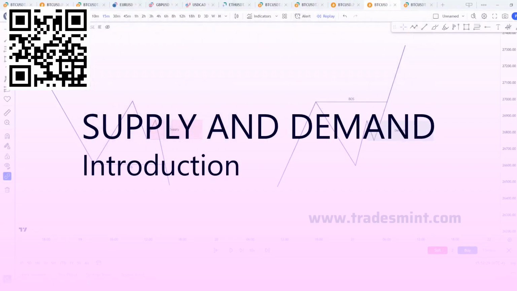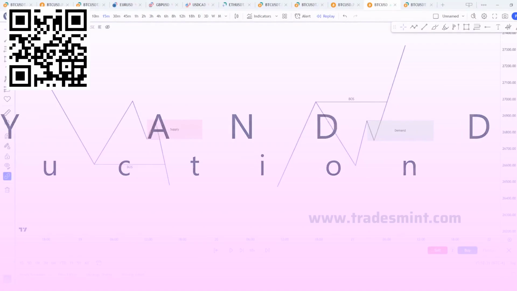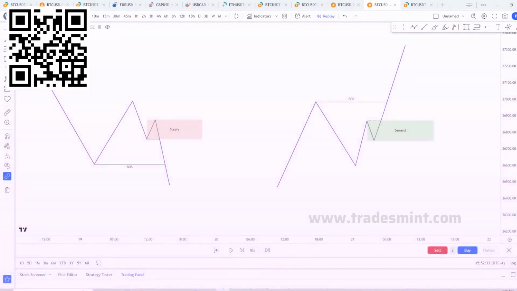So what is supply and demand? Supply and demand is an area where smart money enters the market either as a buyer or as a seller. Price determination is decided by an institutional context in which retail traders like myself or yourself can employ proper concepts to track the footprints of these bigger market role players.